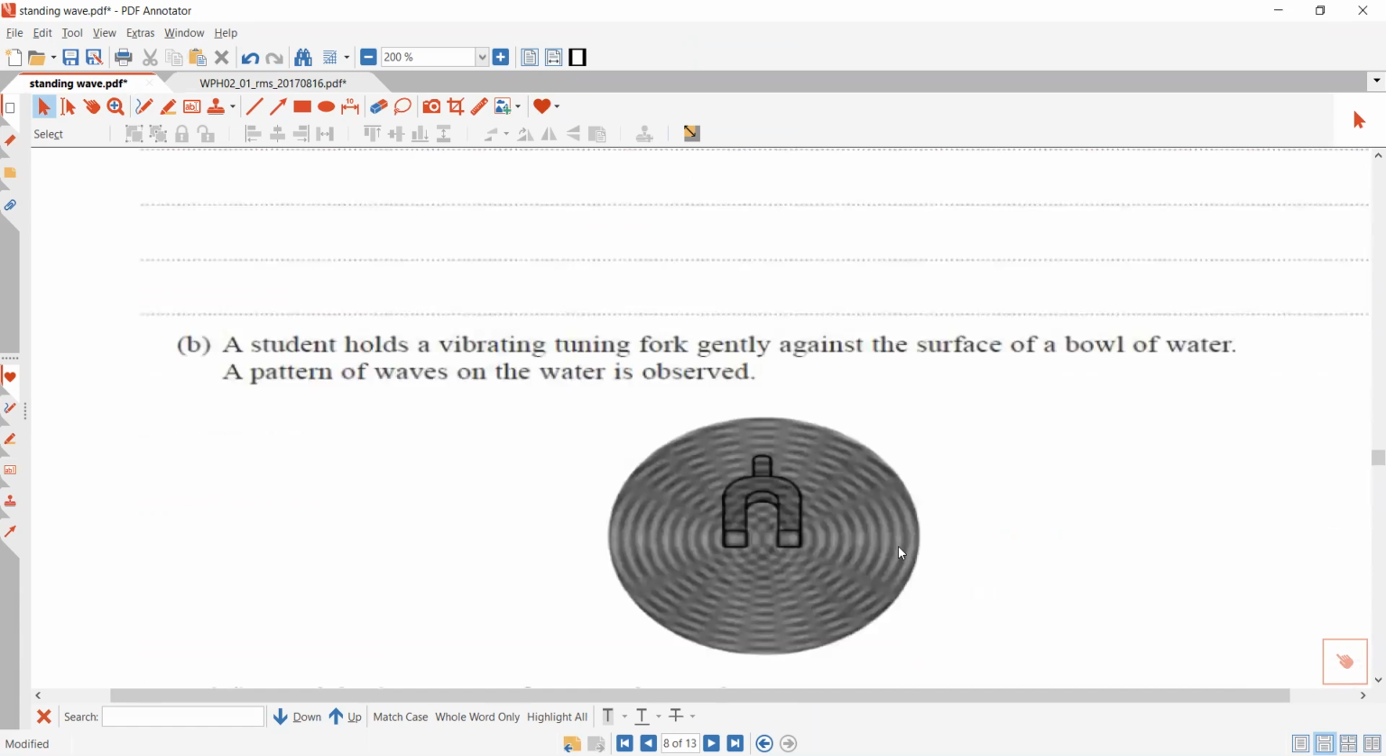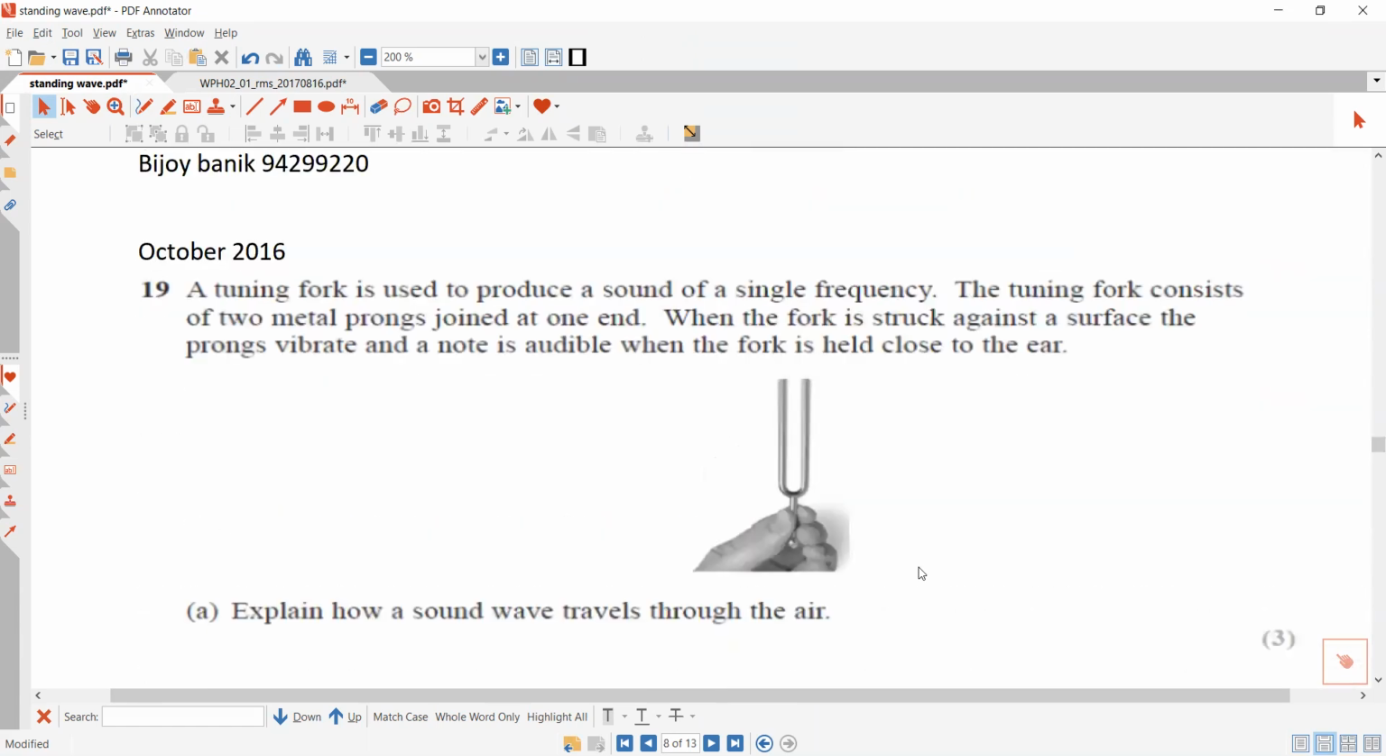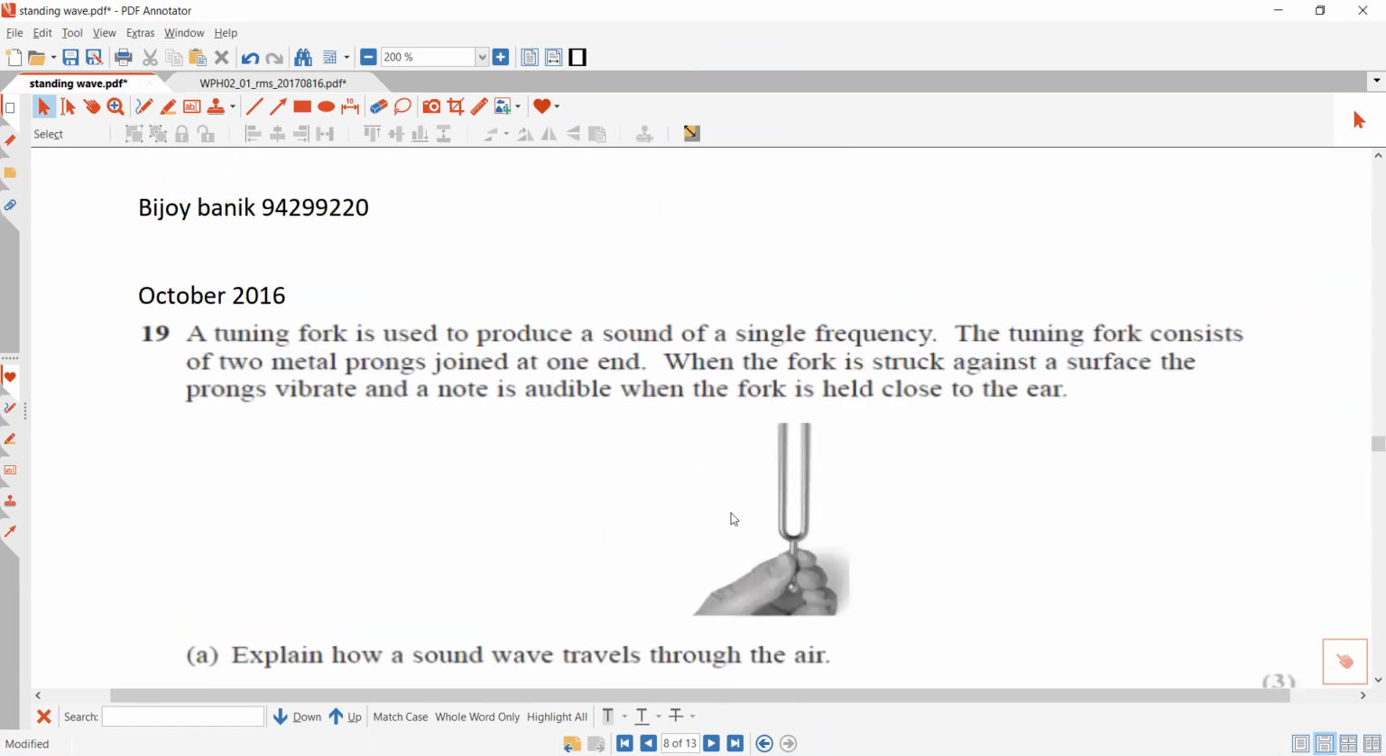This one. Tuning fork one. Cool. Now, a tuning fork is used to produce sound of a single frequency. That day I showed you in the video. Ding! It produces a sound like that if you hit it with a hammer. Now, the tuning fork consists of two metal prongs joined at one end. When the fork is struck against a surface, the prongs vibrate and the note is audible. Audible means you can hear it.